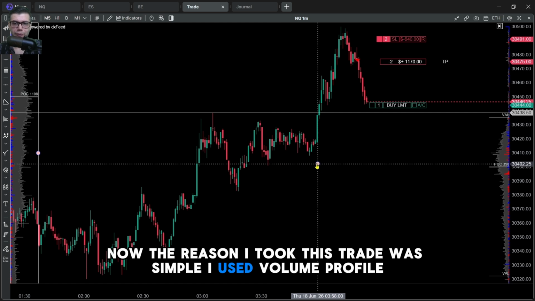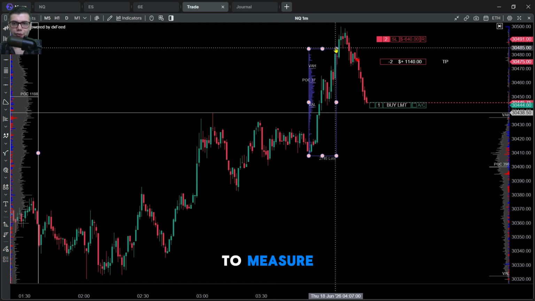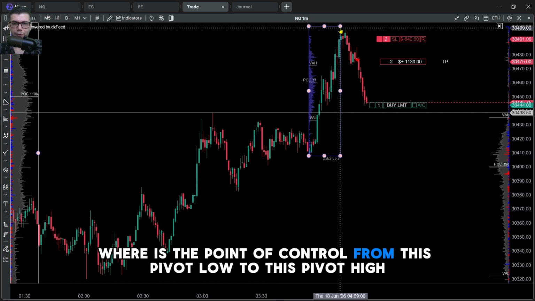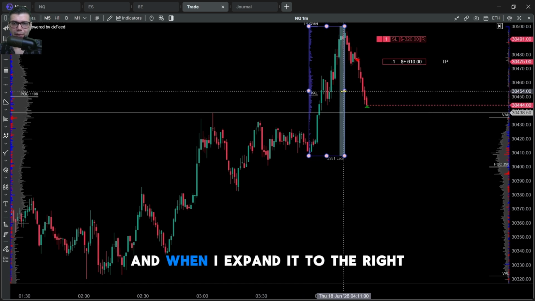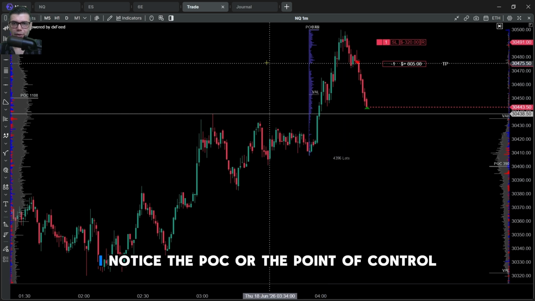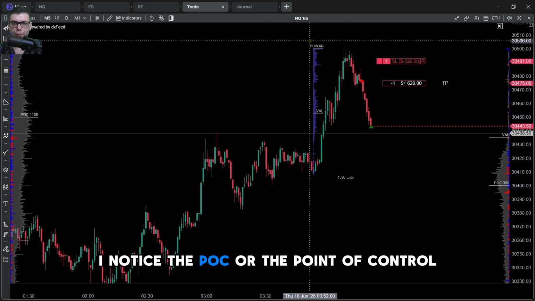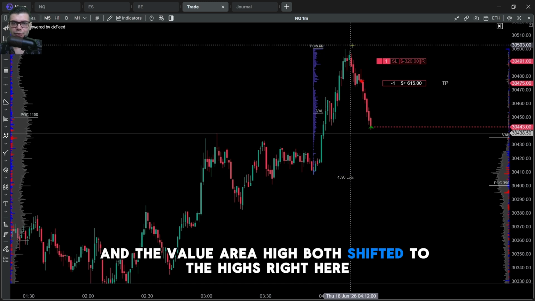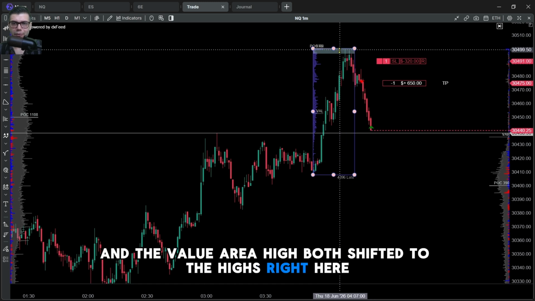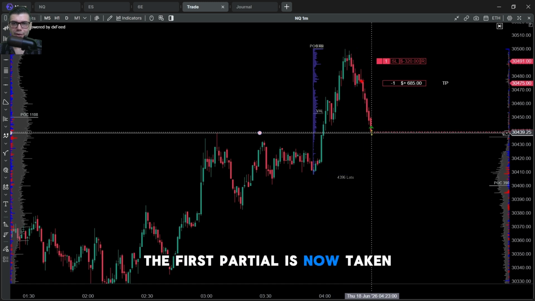I used the volume profile to measure where the point of control is from this pivot low to this pivot high. And when I expanded to the right, I noticed the POC, or the point of control, and the value area high both shifted to the highs. Right here, the first partial is now taken.